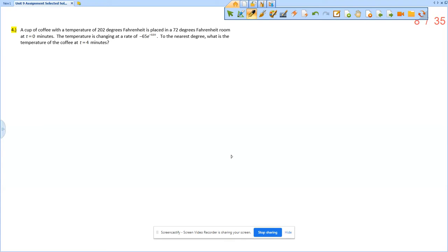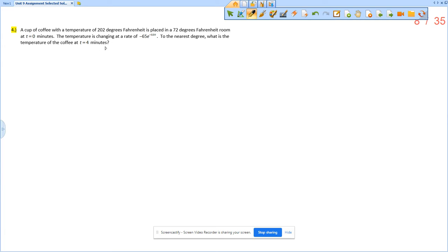This is the solution video for section 9.2, problem number 4. A cup of coffee with a temperature of 202 degrees Fahrenheit is placed in a 72 degrees Fahrenheit room at t equals 0 minutes. The temperature is changing at a rate of negative 65 e to the negative 0.5 t. To the nearest degree, what is the temperature of the coffee at t equals 4 minutes?